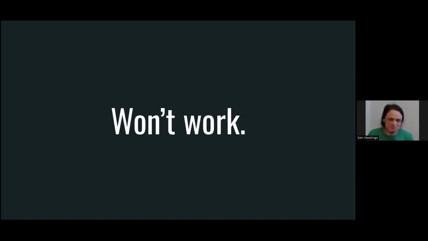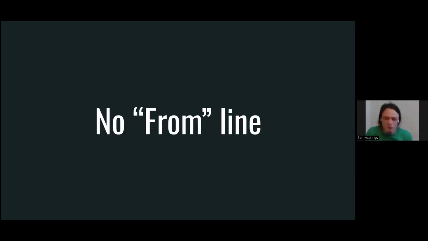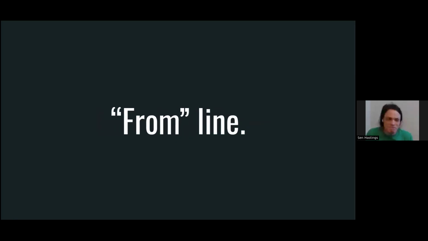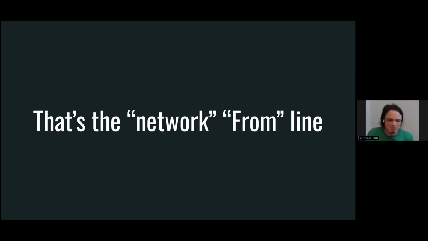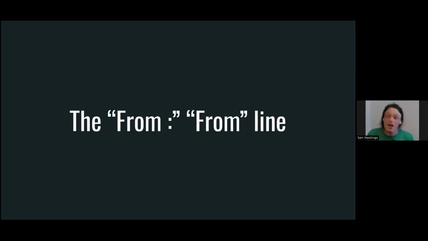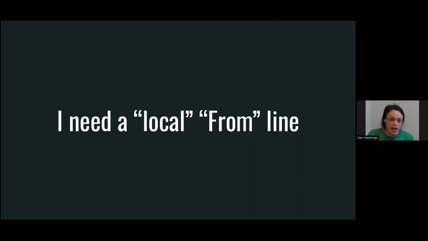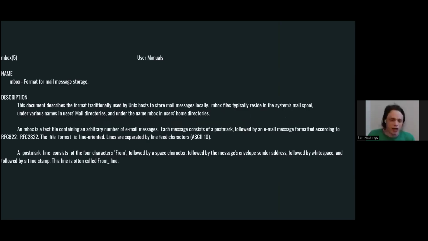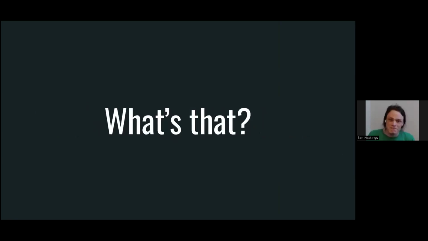Wrong. Won't work. Why? There's no from line. From line? Yeah, from line. This line? No. That's the network from line. A colon from line, a 561 spec from colon from line. Got to get a local from line, on disk from line, mbox postmark underscore from line. What's that you say? It's the from space from line.